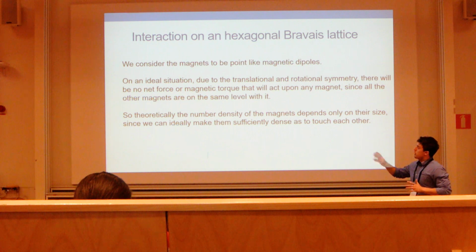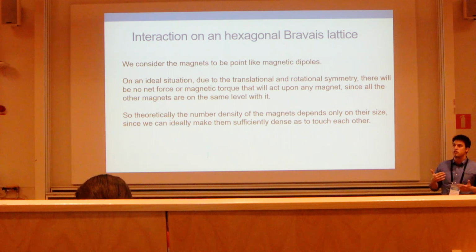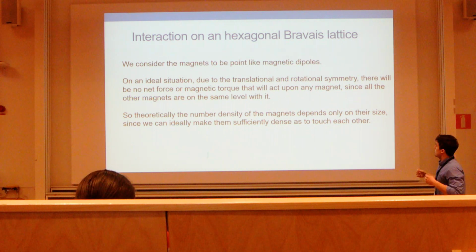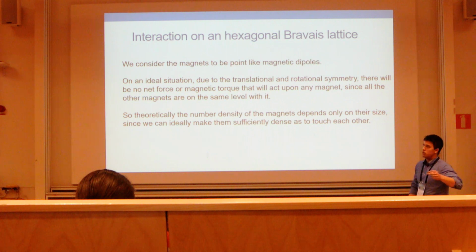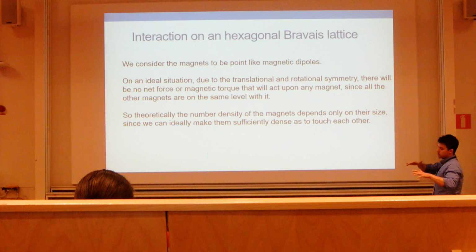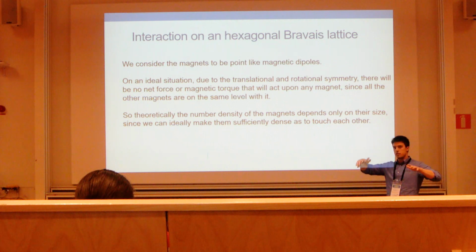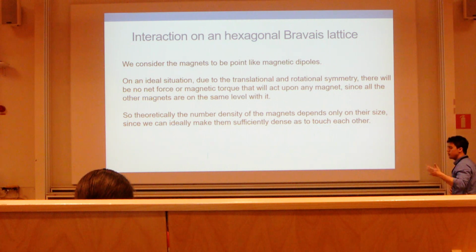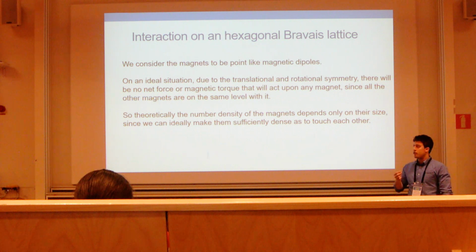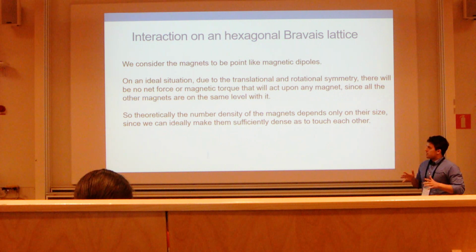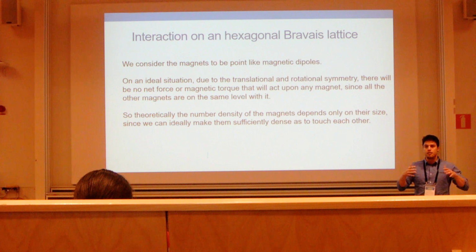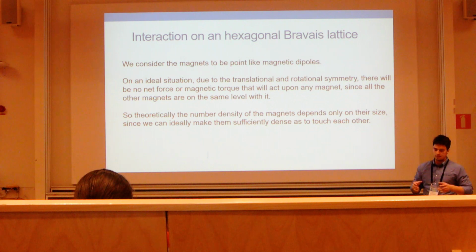In an ideal situation, due to the translational symmetry and the rotational symmetry, there will be no net force or magnetic torque acting upon any magnet at all, since all the other magnets are on the same level with it. So theoretically, the number density of the magnets depends only on the size, since we can ideally make them dense enough to touch each other.